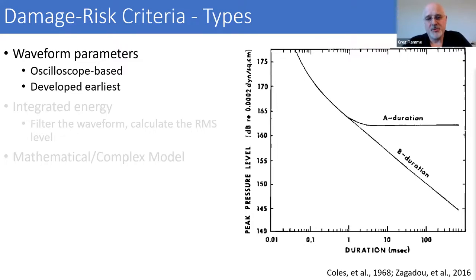Now, the damage risk criteria, or DRC, is essentially the relationship between the exposure a person might have on one hand and the risk of harm as it's defined on the other hand. There are three main types. The first is based on waveform parameters, in other words, peak and duration, for example. You don't need to get into the fine details of that waveform. You just take one parameter, the peak, and another parameter, the duration. This kind of waveform-parameter-based damage risk criterion is one of the earliest that was developed because it requires the least instrumentation. Next slide, please.